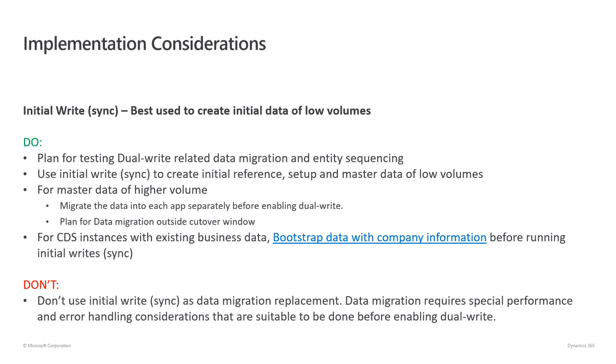But if your data volume is much higher, so if you have hundreds of thousands or millions, you are better migrating the data into each app separately before even enabling Dual Write. So you can at that point migrate the data to each application, and at the time of enabling Dual Write, you can simply skip the initial write step. And because this becomes a typical data migration exercise, there is the typical wisdom that goes with it: plan for your data migration outside the cutover window to avoid being in a time crunch.